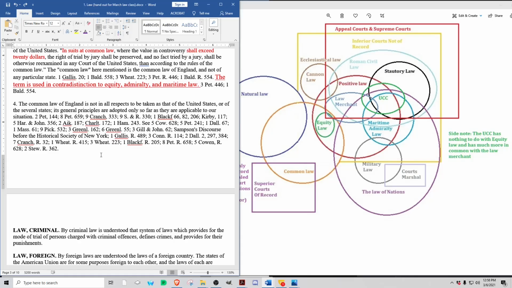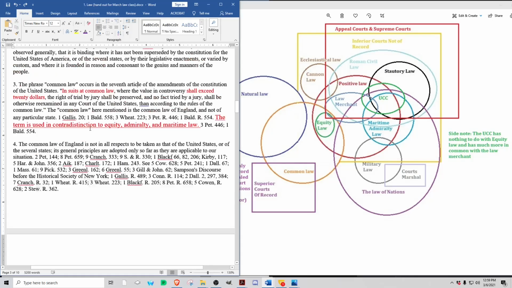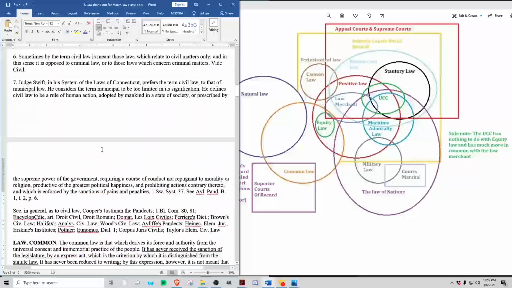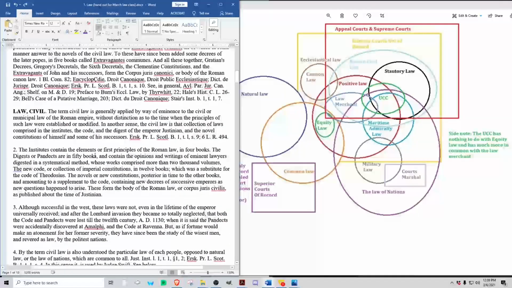So from that standpoint, not everything's going to follow exactly, but its general principles are adopted only insofar as they are applicable to our situation. So if you want it to be applicable to your situation, as far as some aspect of the common law of England, then make it applicable. If it's not, then don't use it. It's that simple. Okay.